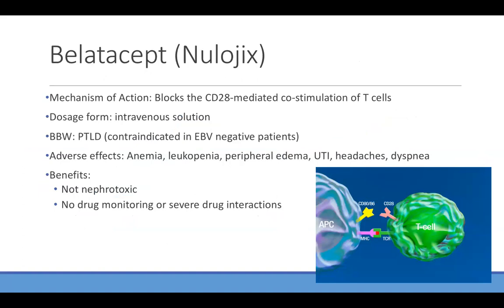It can cause anemia, leukopenia, peripheral edema, but honestly, this belatacept is fairly well tolerated and usually better tolerated than our CNIs. It's not nephrotoxic, and there is no drug monitoring or severe drug interactions that you would need to be concerned with for this agent.